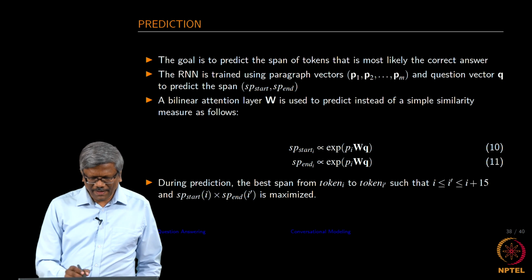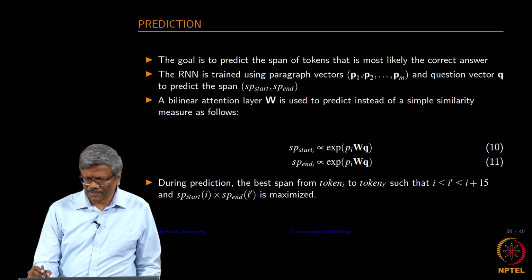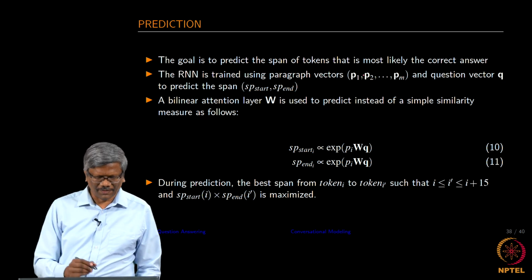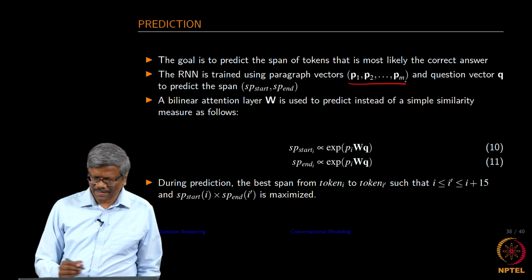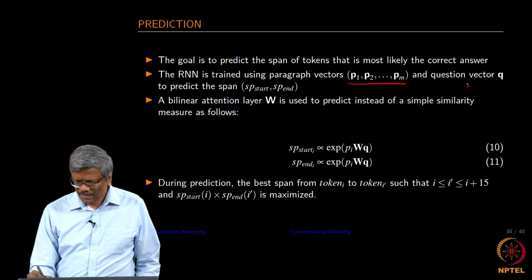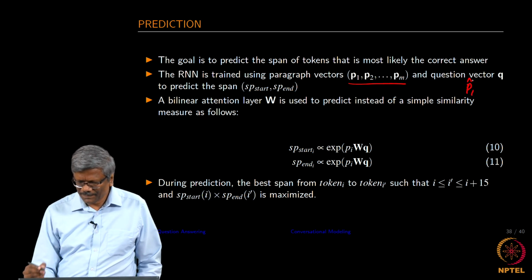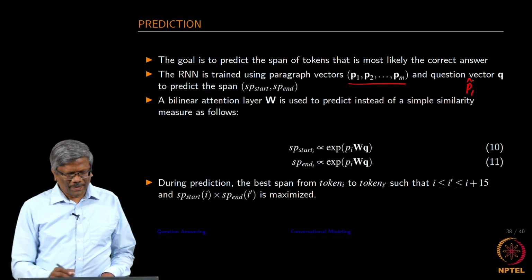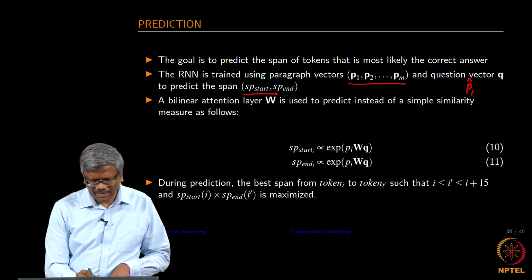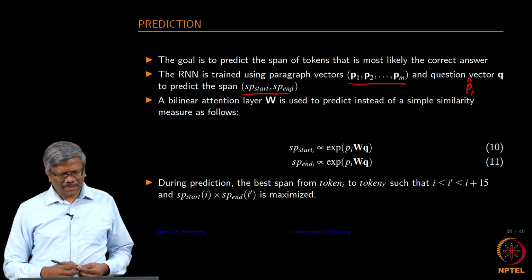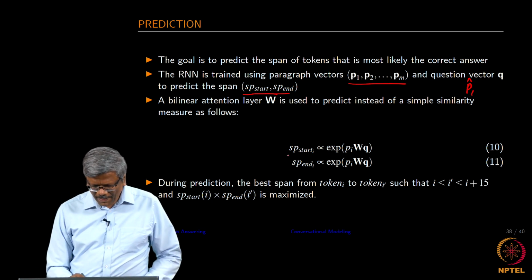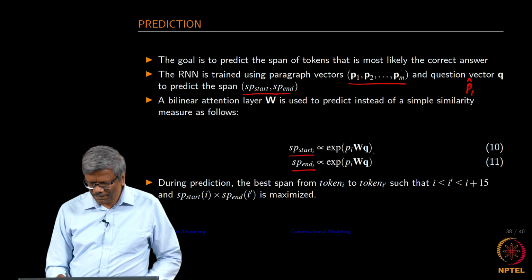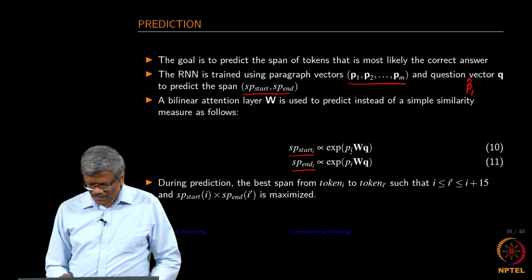So, the goal is to predict the span of tokens that is most likely the correct answer. The RNN is trained using the paragraph vectors p_i hat to predict the span, SP start and SP end. Here, the SP start and SP end can be found using this relationship.